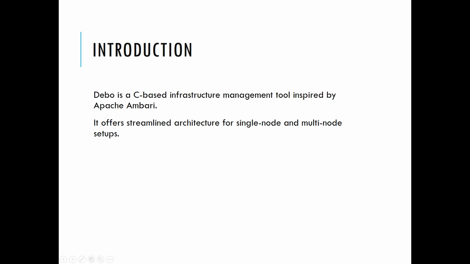What is Debo? At its core, Debo is a tool designed to manage and monitor computing infrastructure. While it shares similarities with Apache Ambari in purpose, Debo sets itself apart through a more streamlined architecture, written entirely in C, allowing for performance, portability, and simplicity. It's ideal for environments where you need quick deployment and low overhead.